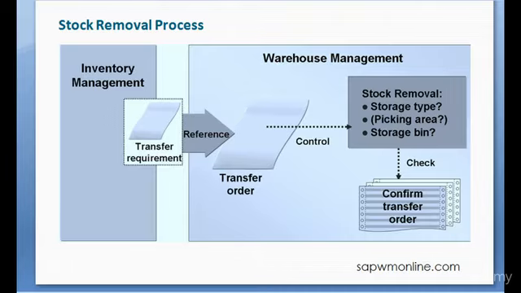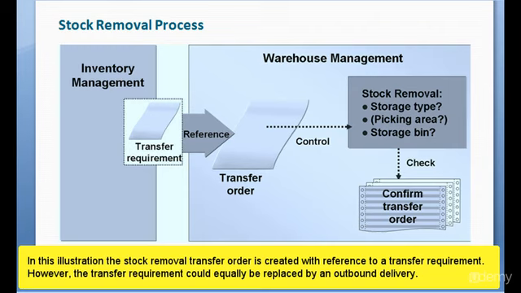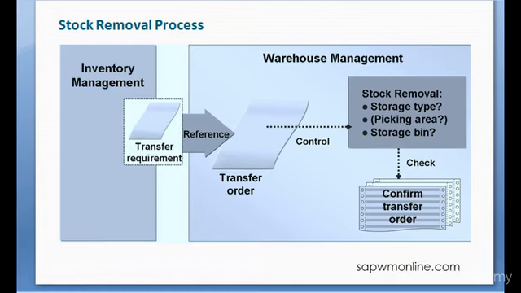So as we can see on the screen, this is a representation of the stock removal process. There is a transaction that has happened in inventory management, and a transfer requirement is created in the warehouse. The transfer requirement then is converted into a transfer order, and the search for a storage bin would take place depending on the controls that we have set up. So the creation of the transfer order is actually the start of the stock removal process, which is going to search the correct storage bin.